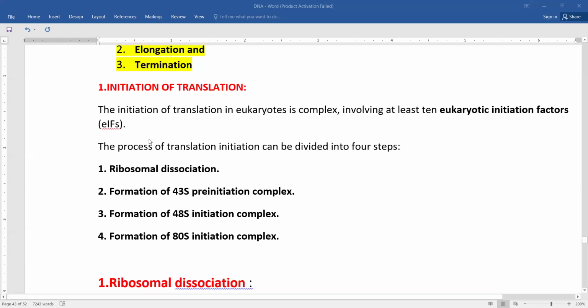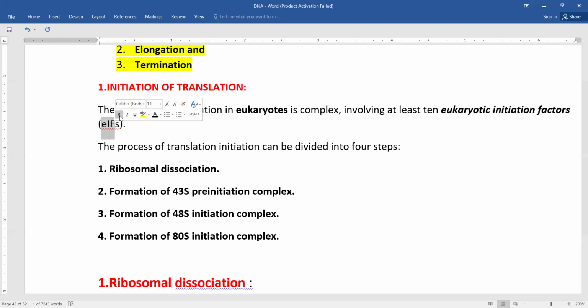Okay, so initiation of translation in eukaryotes. We are discussing eukaryotes, which is very complex and involves at least 10 eukaryotic initiation factors. You remember, eukaryotic initiation factors. In short, they are called EIFs. Okay, eukaryotic initiation factors, EIFs. It's not L, it is I.